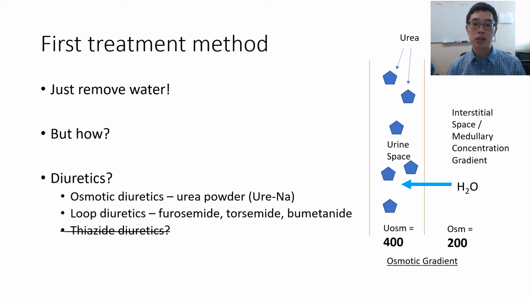Urea powder is essentially urea that you can ingest orally, and all of it is essentially absorbed in your gut. If you remember from your physiology lectures, urea is also freely filtered in the glomeruli and excreted in the tubules. By increasing the urea concentration in the tubules, an osmotic gradient is created that is more powerful than the medullary concentration gradient that doesn't allow the water to be reabsorbed.